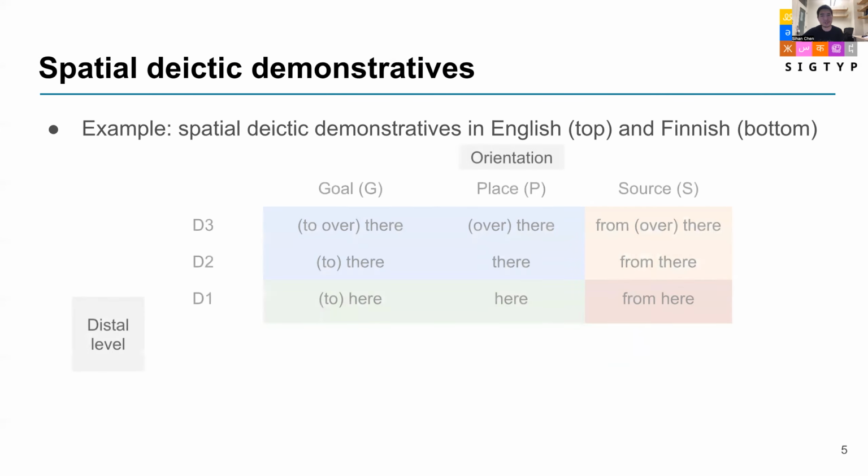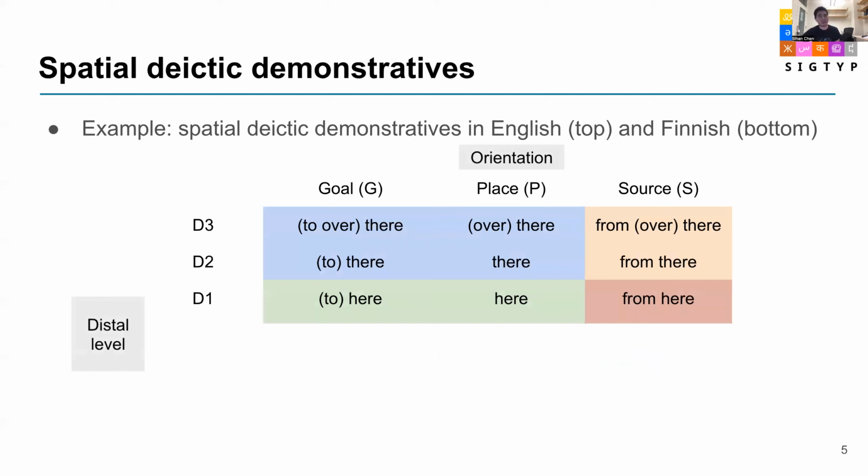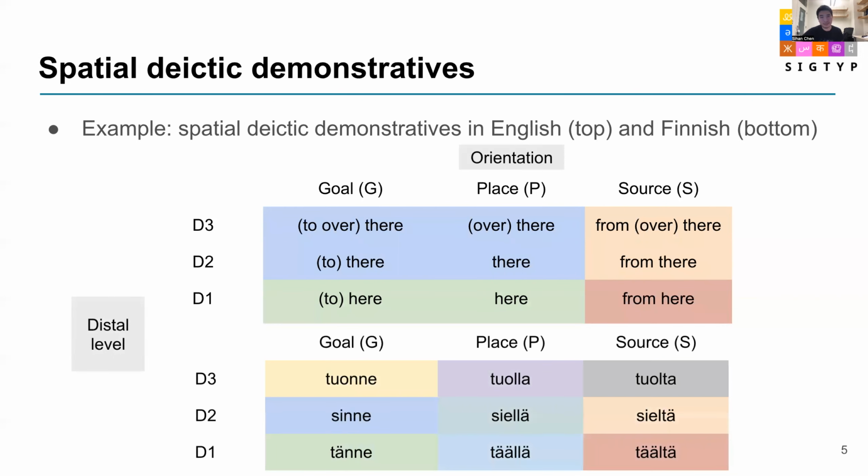Here are all the spatial deictic demonstratives in English arranged in a 3x3 table. So each row denotes a different distal level, and each column denotes a different orientation. Notice that in English, we use the same word for go and place, and the same word for D2 and D3, since words in the parentheses are optional. For instance, when you say "Jamie is going there," what you actually mean is "Jamie is going to there," but the preposition "to" is omitted. On the other hand, in Finnish, as is shown here, each meaning gets its own unique word.